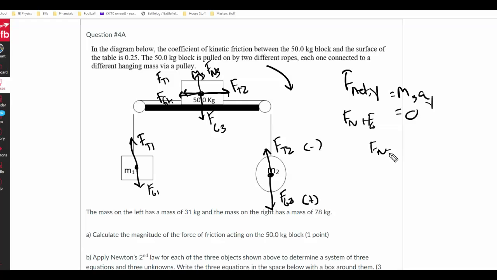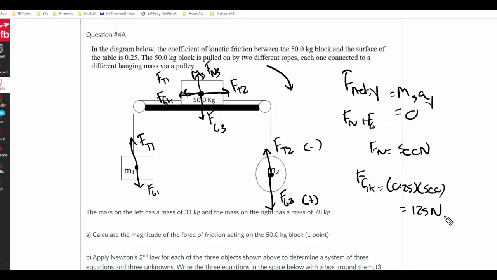It's very easy to show that Fn is 500 newtons, and Ffk is 0.25 times Fn, which is 125 newtons. Okay, so that's a 1-point question. That's a pretty easy question.